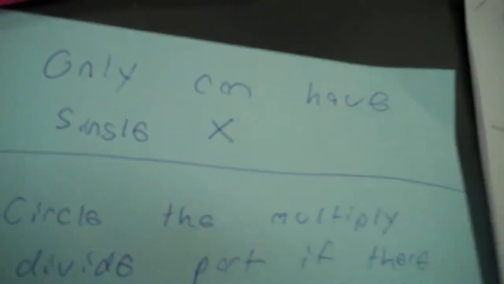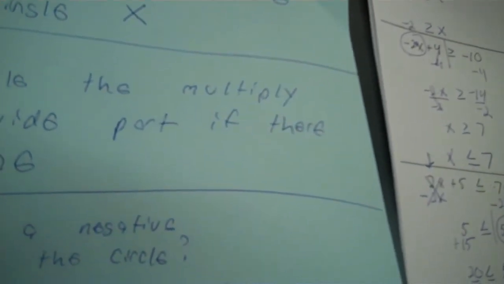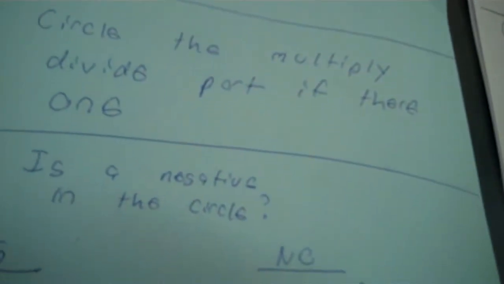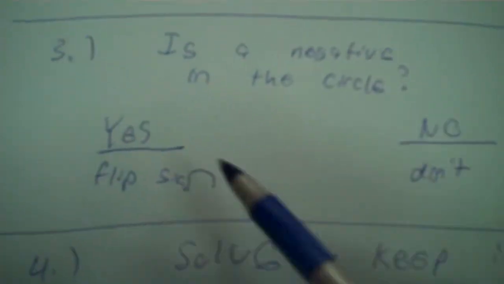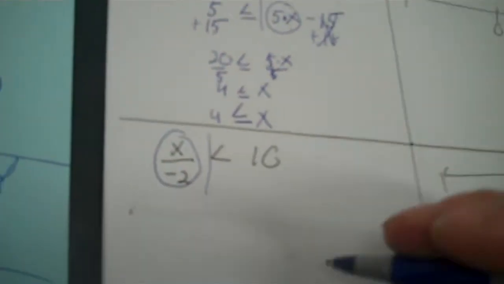Okay, we can only have a single x, which we do. It's right there. Circle the multiply or divide part if there is one. So we have division, so circle that part. Do you have a negative in the circle? Yes, so you have to flip the sign. Okay, solve, keep it lined up. You just have to do the opposite of divide by -2, which is times by -2.